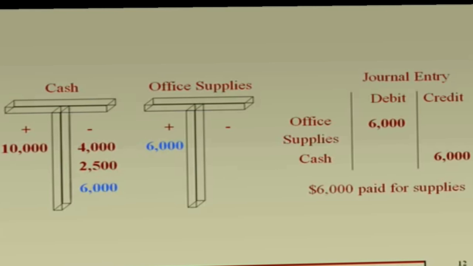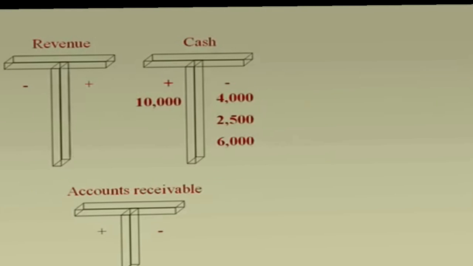What do you call customers who owe you money? Accounts receivable. So the three accounts which are impacted are revenue, cash, accounts receivable. Revenue is minus plus. Cash is an asset, plus minus. Accounts receivable is an asset, plus minus.